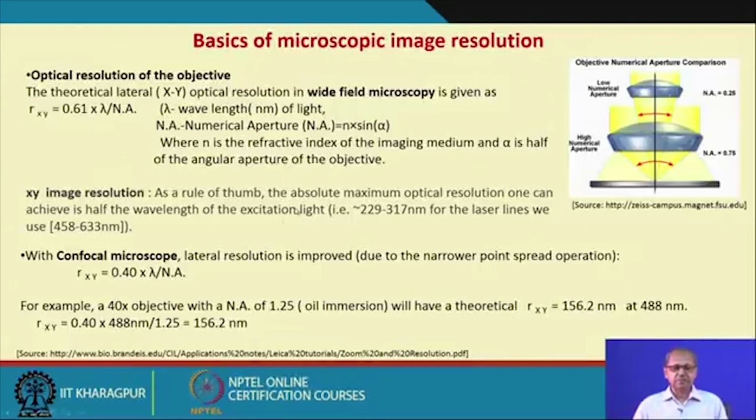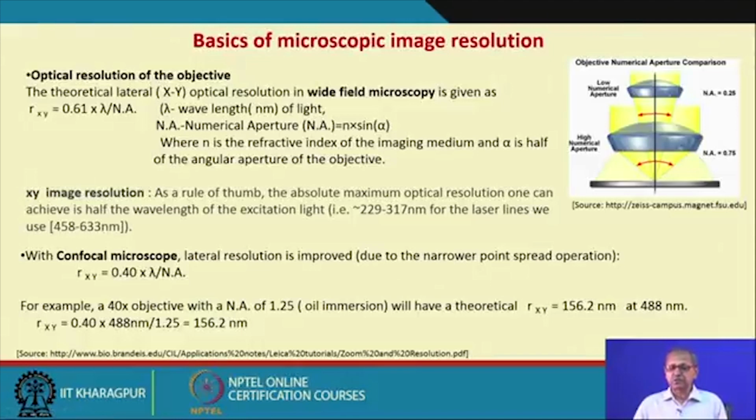As a rule of thumb, whatever wavelength you are using for the microscopy system, its half length will be its image resolution. That is, as a rule of thumb, the absolute maximum optical resolution one can achieve is half the wavelength of the excitation light, like say 229 to 370 nanometer for laser lines if we use 458 to 633 nanometer.